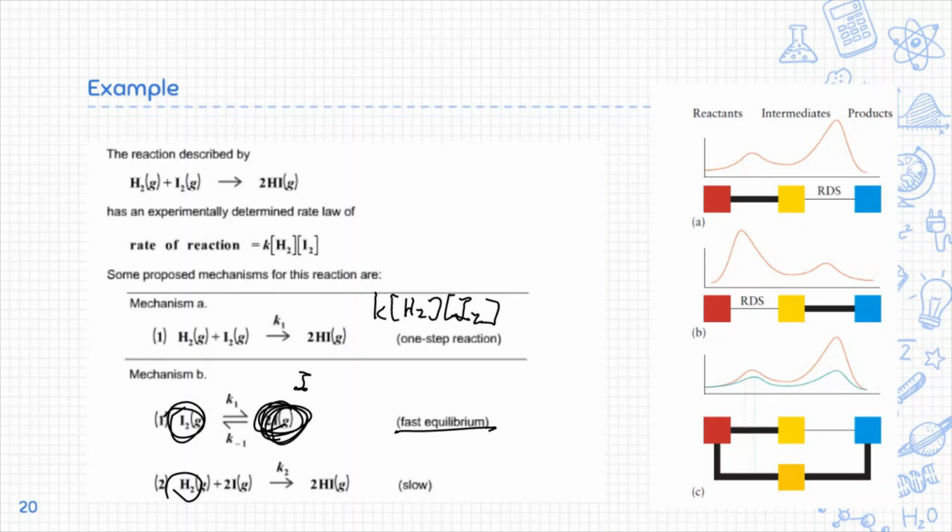Now, why is this the slow step? Because tertiary reactions tend to be slow. Well, they tend to be very slow, because imagine the probability.